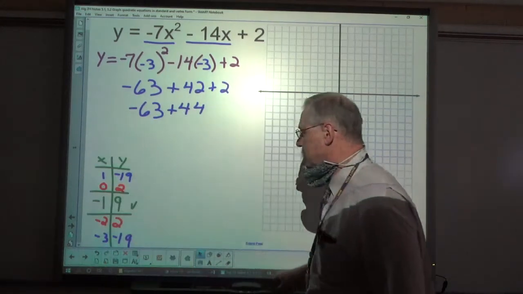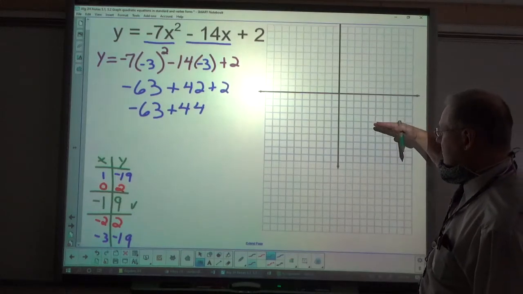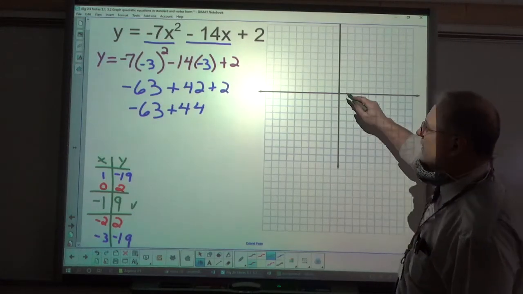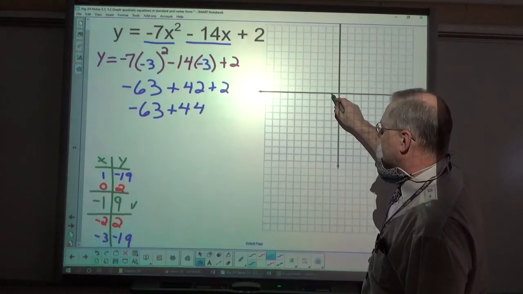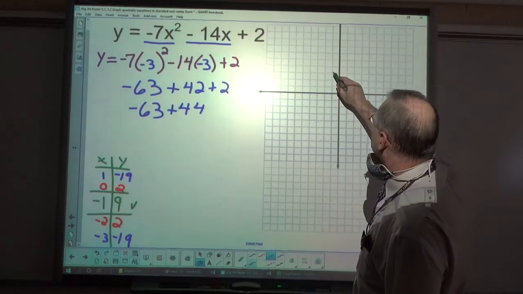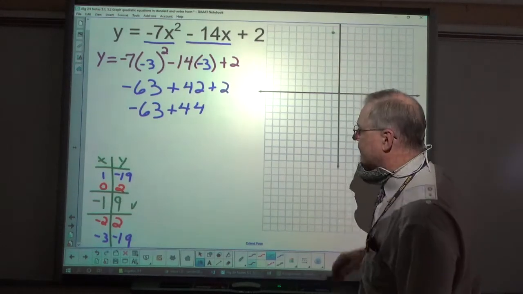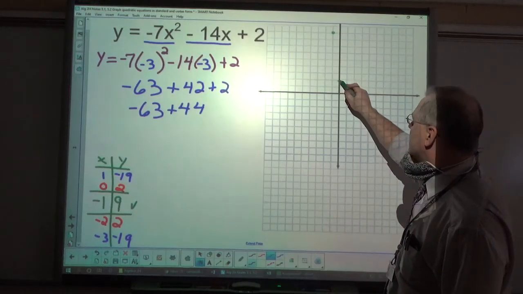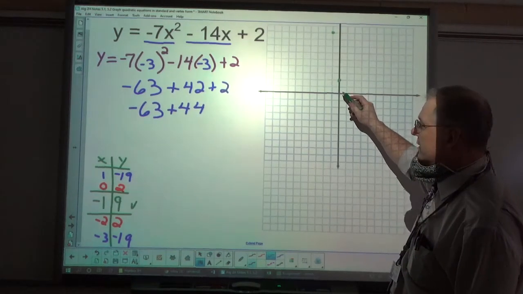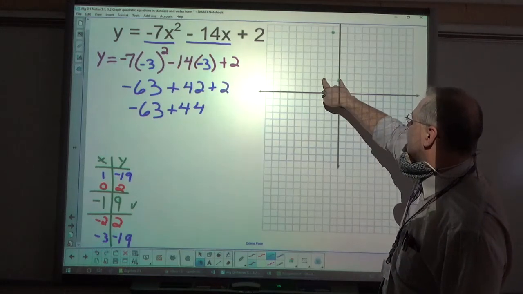Now let's do some plotting of points. Normally the graph isn't quite this long, so I extended it. Let's see, we've got negative 1, positive 9. Right there. The next coordinate I have is 0, 2. Negative 2, 2. See, they have the same y value.